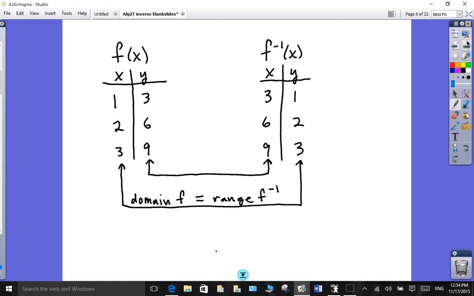Right? Just notice the numbers here and understand what domain and range are. The domain of the function is the range of the inverse. And the range of the function is the domain of the inverse.